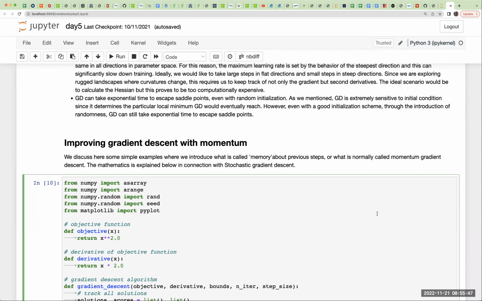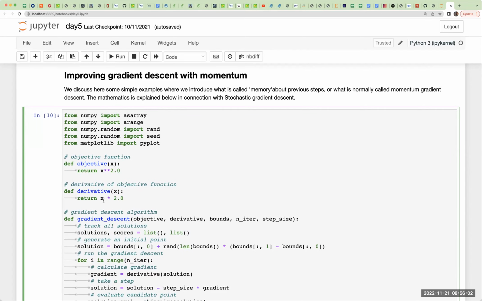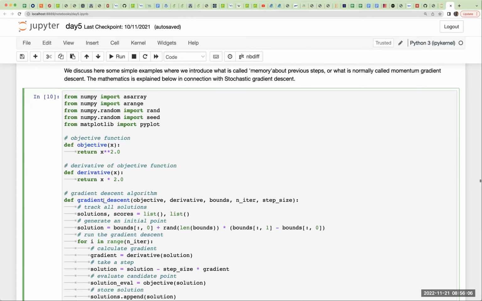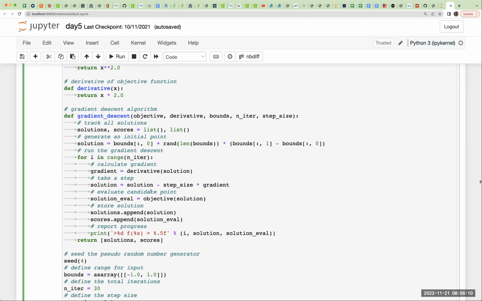So the function which you're going to see now is a simple function where we have x squared, and then clearly the derivative is just x times 2. And in this case, I'm doing a standard gradient descent, and I'm calculating this for a given step size, as you can see here.